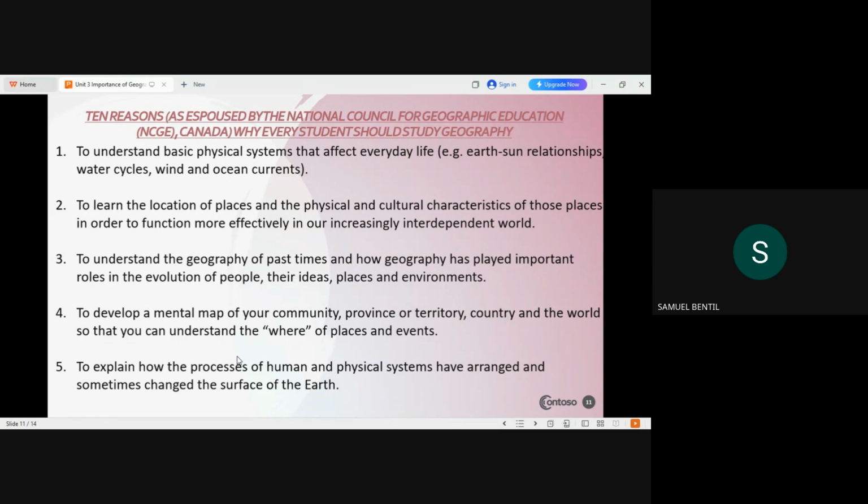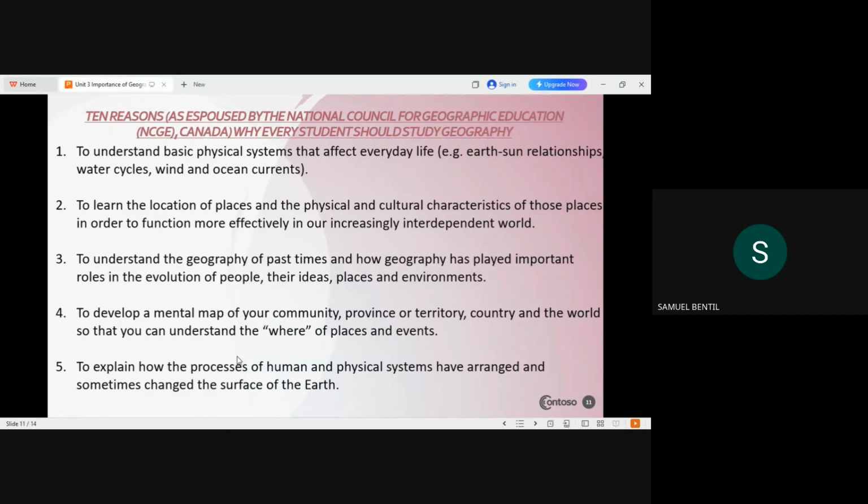daily life. We also need to learn the location of places and the physical and cultural characteristics of those places in order to function more effectively in our increasingly interdependent world. And we need to study geography in order to understand the geography of past times, that's historical geography, and how geography has played an important role in the evolution of people, their ideas, places, and environment. And that's why we have what we call the uniformitarianism concept, where we are saying that whatever is happening today has a connection to what has been happening in the past.